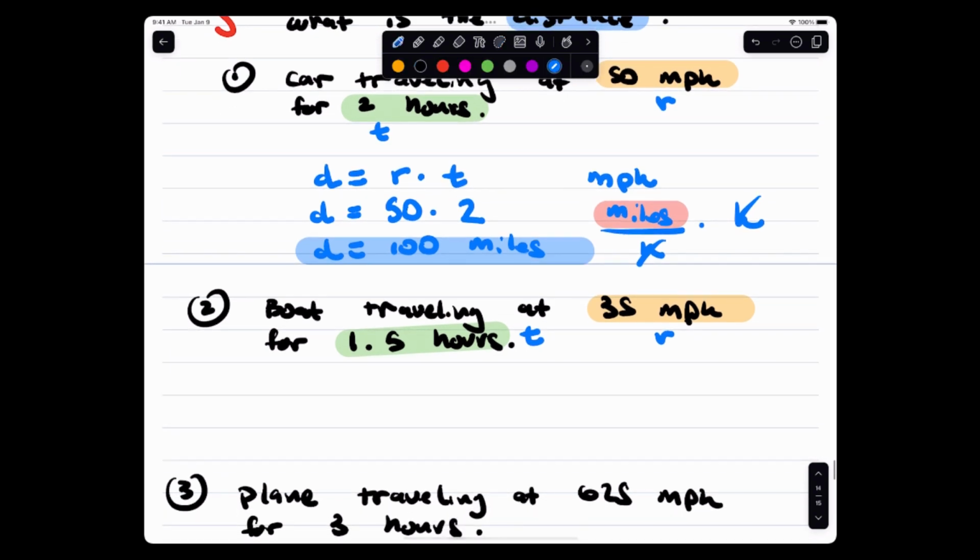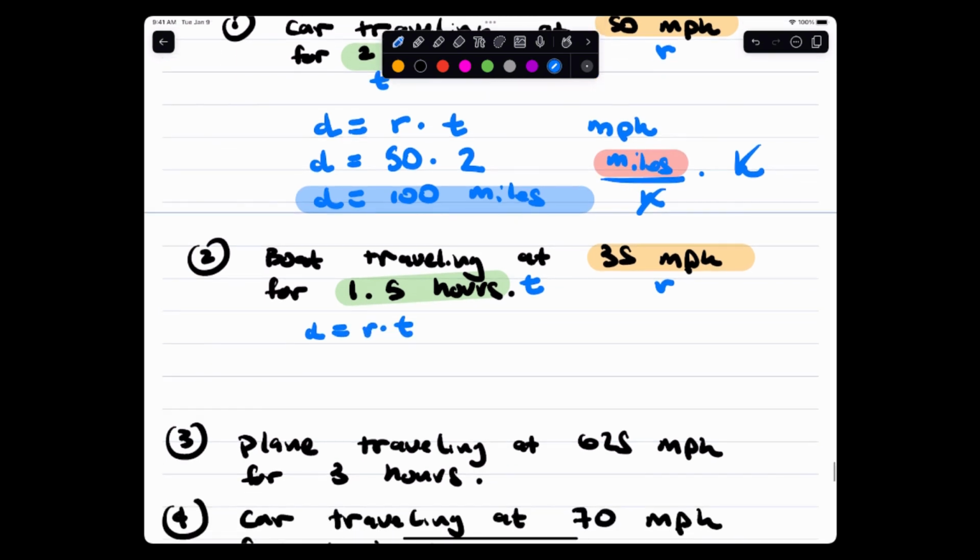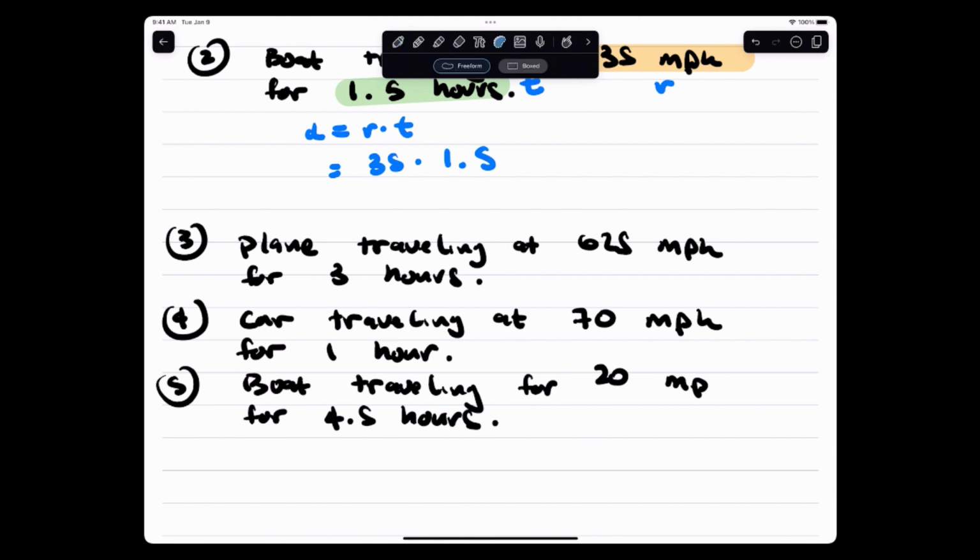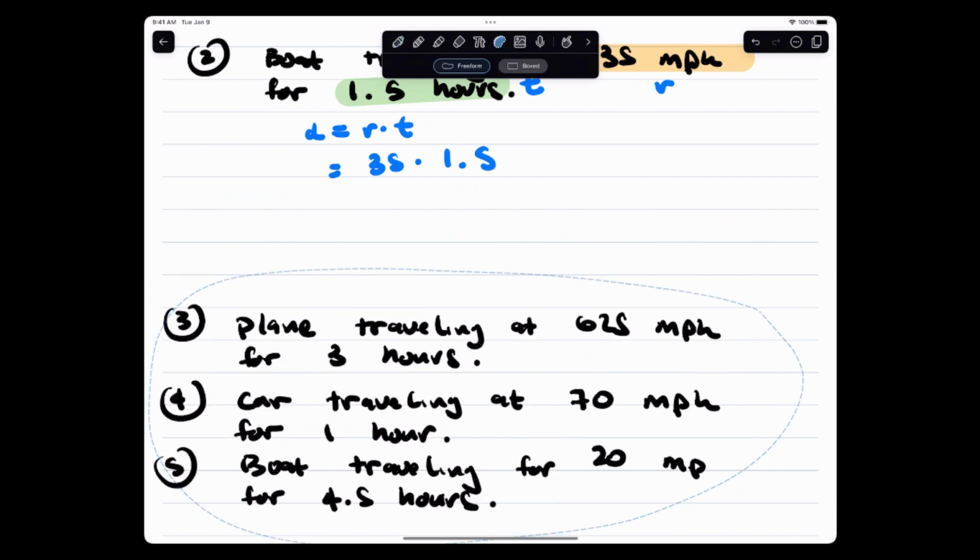Okay, so let's try the next one here. So you have now distance is rate times time. Notice every single time I use an equation, I write it down. So that'll be 35 times what? Times 1.5. So we're going to try to find what that is.